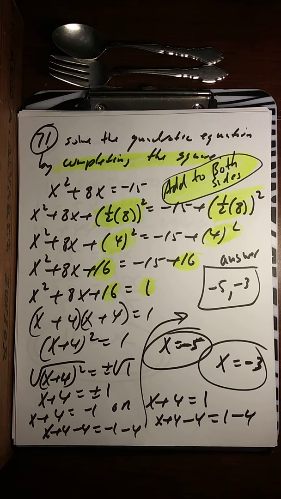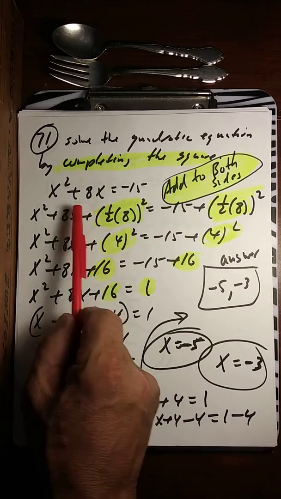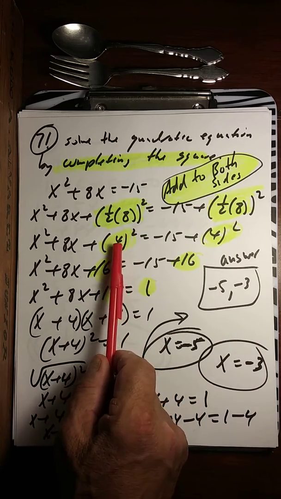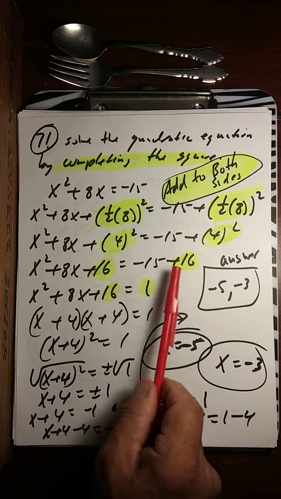Solve the quadratic equation by completing the square. What that means is, first you start right there, add to both sides half of this number squared. Half of that is 4, and that's 4. 4 times 4 is 16, and 16 minus that is 1.